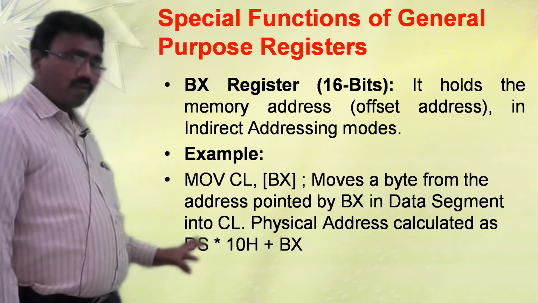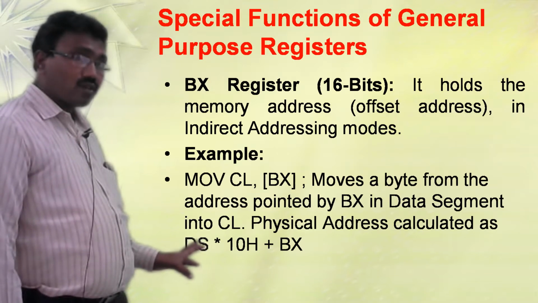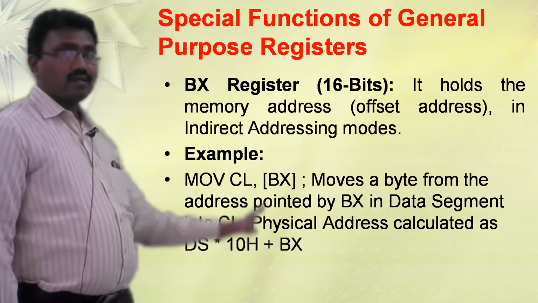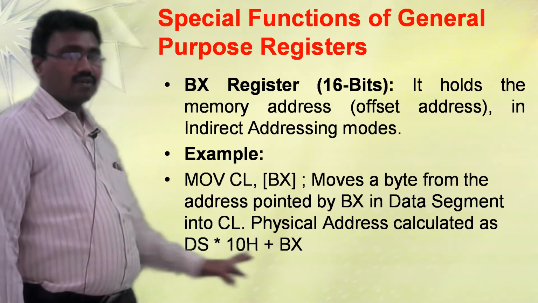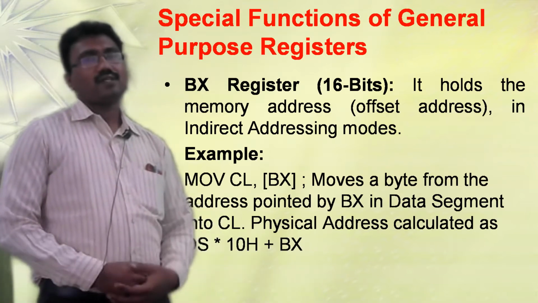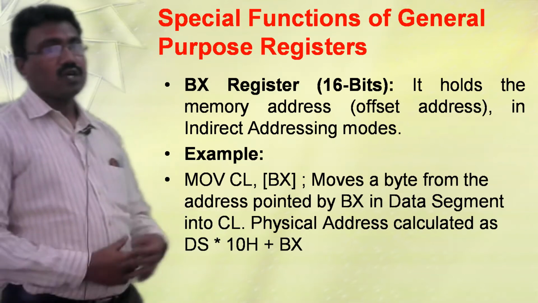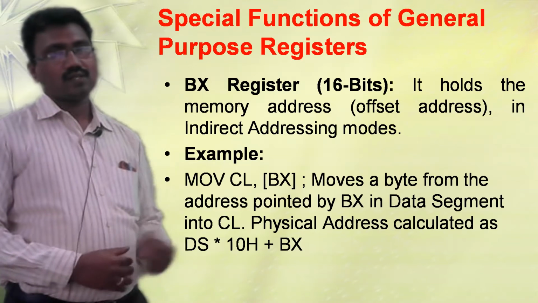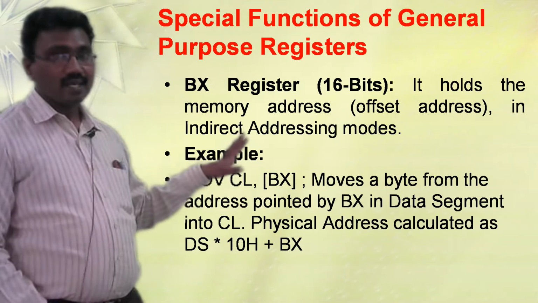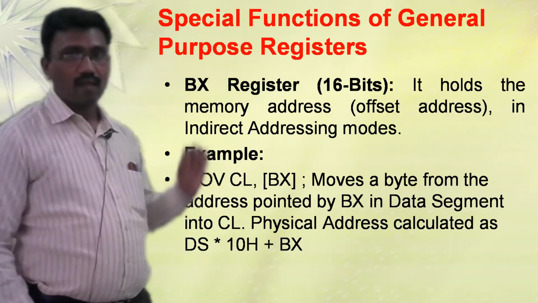Here, for example, DS is the data segment register, which contains the upper 16 bits of the starting address of the segment, multiplied by 10H, plus the offset address, to form a 20-bit physical address. Actually, the 8086 has 16-bit registers. Using two 16-bit registers, it forms a 20-bit physical address: one is a segment register and one is an offset register. Here the point is that BX is used to hold the offset address of the memory. That is the one special function of BX.